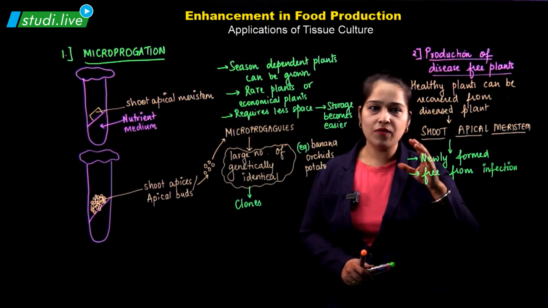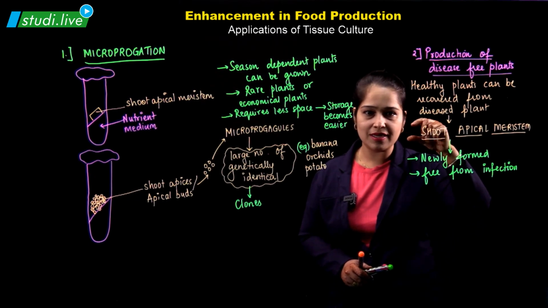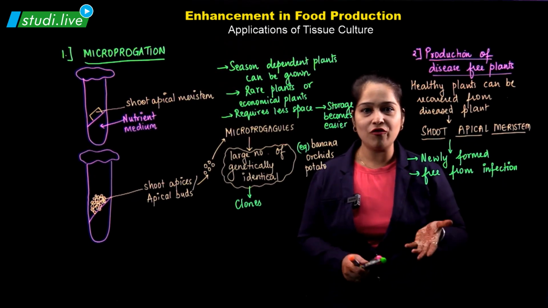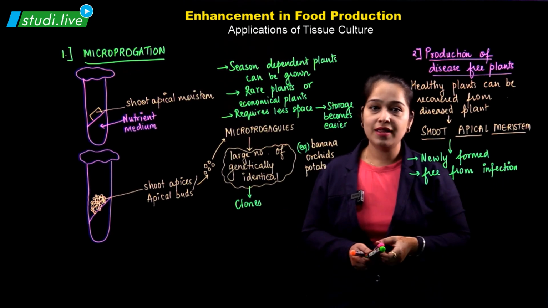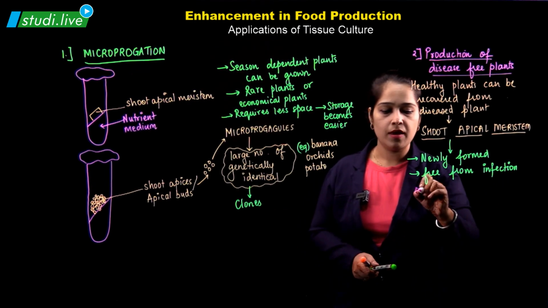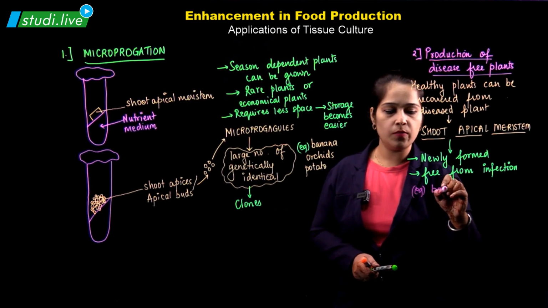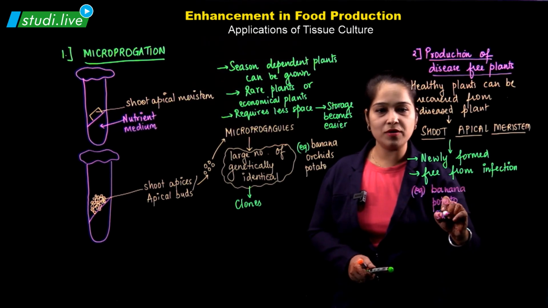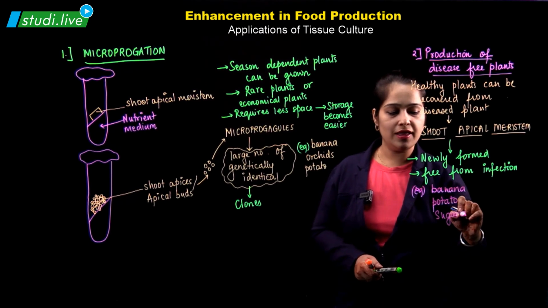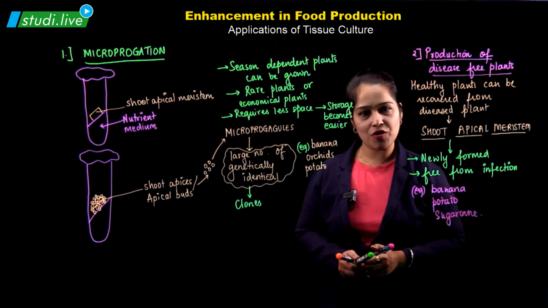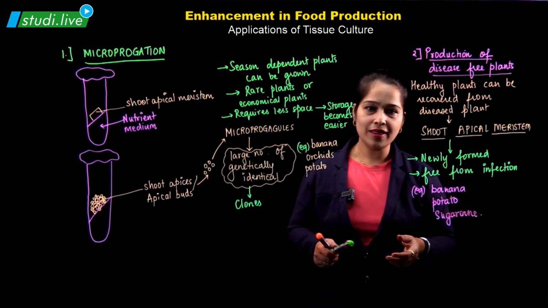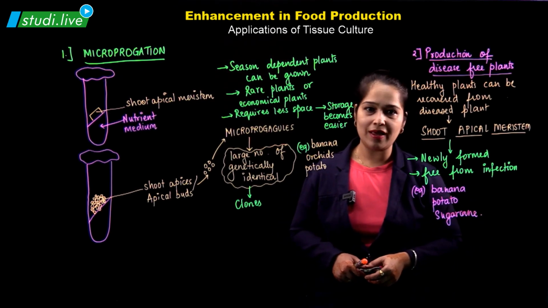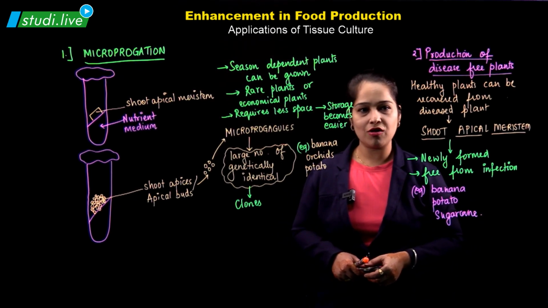So we can cut that shoot apical meristem, grow it, and recover a healthy plant. The examples for this are banana, potato and sugarcane. These are the examples for production of disease-free plants. So in this session, we have seen two applications of plant tissue culture.